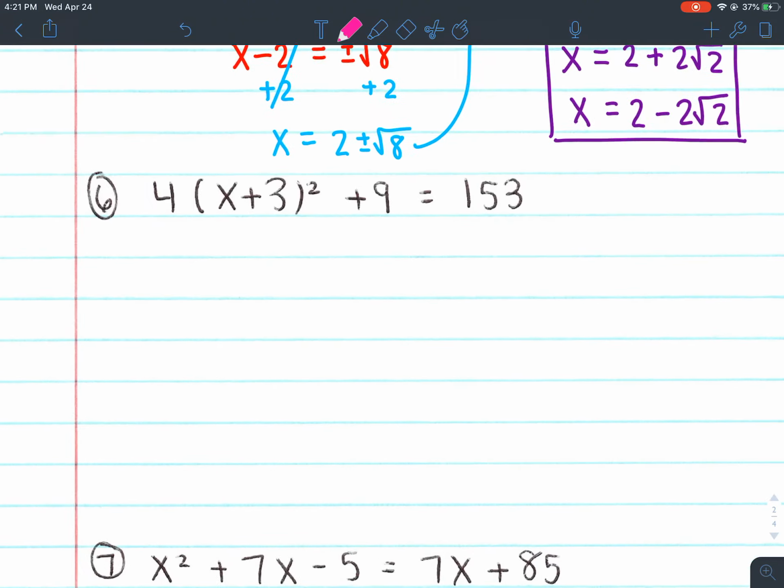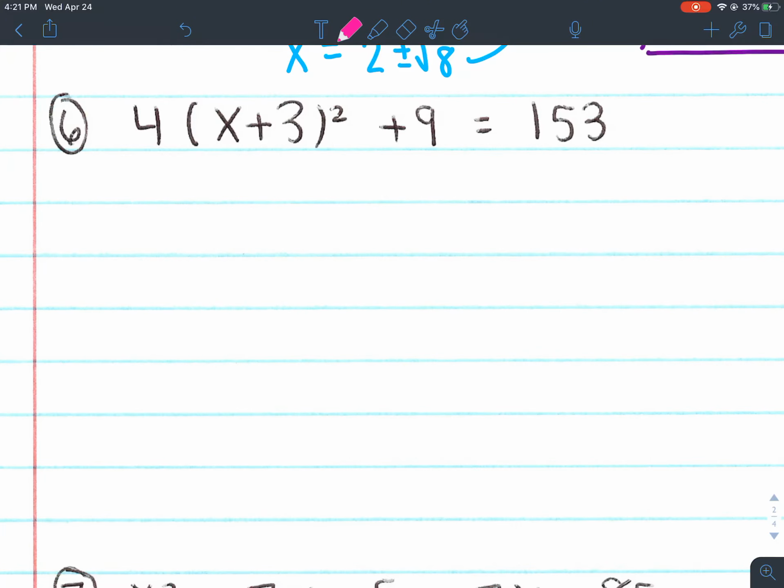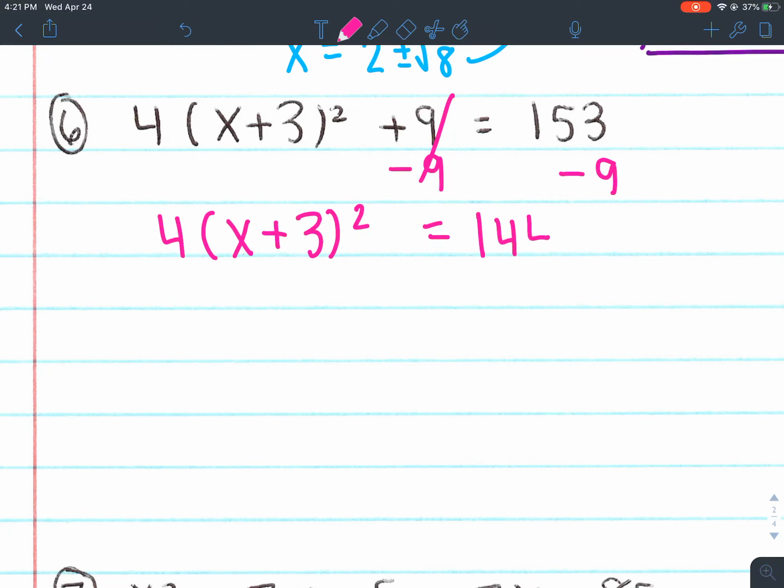Number 6 is where it really matters if you split it up or not. So let's go ahead and try number 6. If you think you got it, go ahead and try it on your own, but I will begin it very shortly. Okay, first thing I'm going to do is I'm going to subtract 9. So same process that we've been doing, same process as number 5 so far. That's going to be 144. Divide everything by 4.